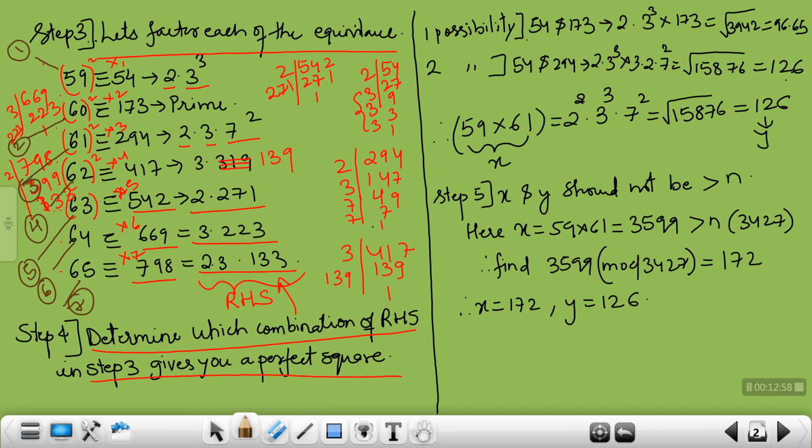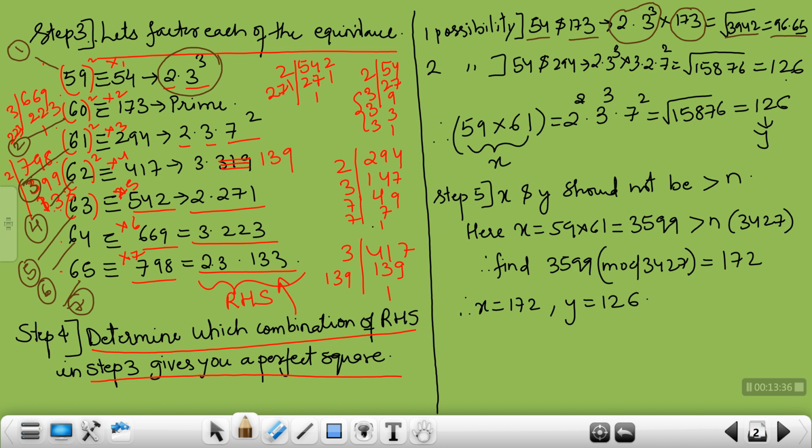That is nothing but factors of 54 and 173. What are the factors of 54? The factors of 54 are 2 into 3 raised to 3, multiplied by the factor of 173. It is a prime, so it is directly multiplied over here. When I multiply 2 into 3 raised to 3 into 173, I get the value 3942, which is not a perfect square, because when I find the square root of it, I get the value 96.65. So the first combination is over.